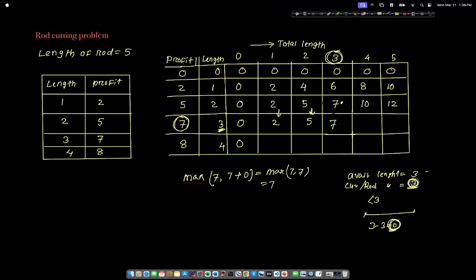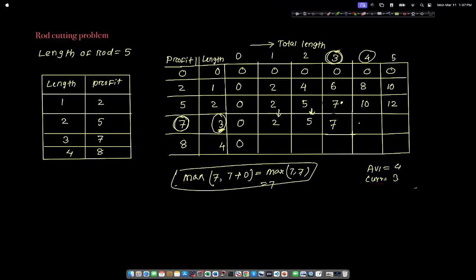Likewise, let's consider the next cell. So next cell says that the current length is 3. We are considering current length is 3, and the available length, we are considering this one as available length. Available length is equal to 4. So to fill this one, we will consider this statement. We'll consider the data in the previous cell.